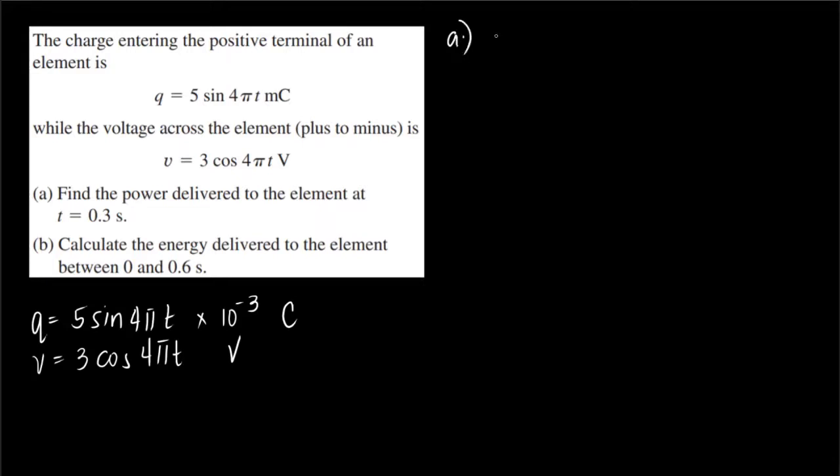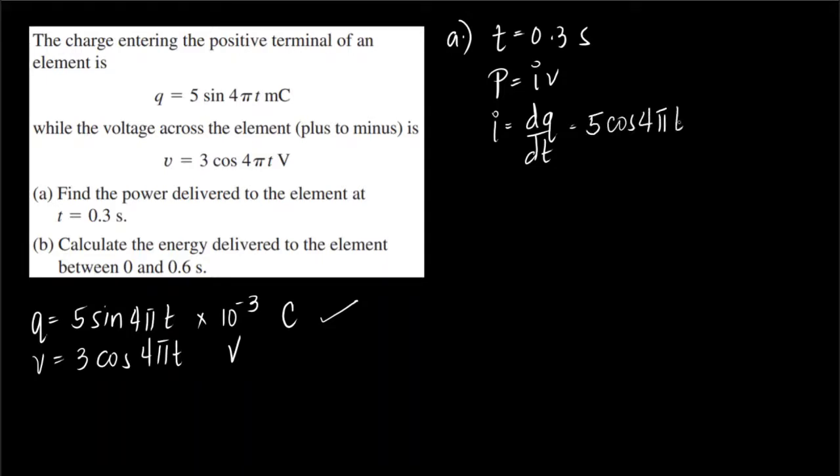So for A, the time given is 0.3 seconds. Power is what we're looking for, and the equation for that is IV. We don't have I, but we have Q. Remember that I is equal to dQ over dt, so we derive the equation for Q first. The derivative of 5 sin 4 pi t is 5 cosine 4 pi t times 4 pi. I won't forget the times 10 to the negative 3.